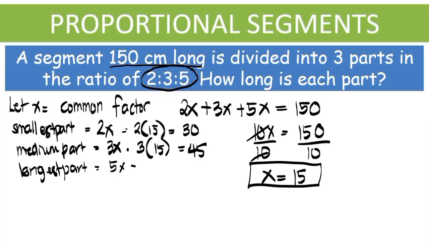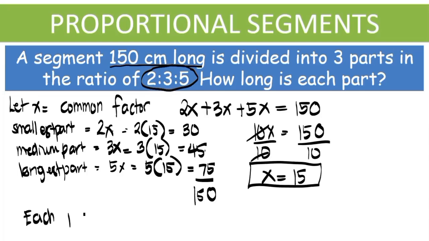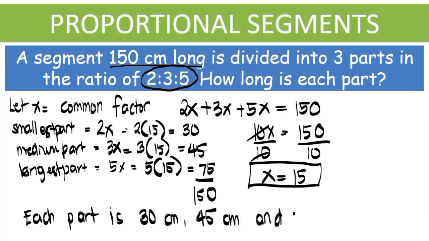And 5 times 15 equals 75. Now, if you add all of this, it must be equal to 150. 5 plus 5, 10, carry 1, 3 plus 4, 7 plus 7, 14 plus 1, 15. So, how long is each part? Each part is 30 centimeters, 45 centimeters, and 75 centimeters long. That is the answer to the question in our problem.